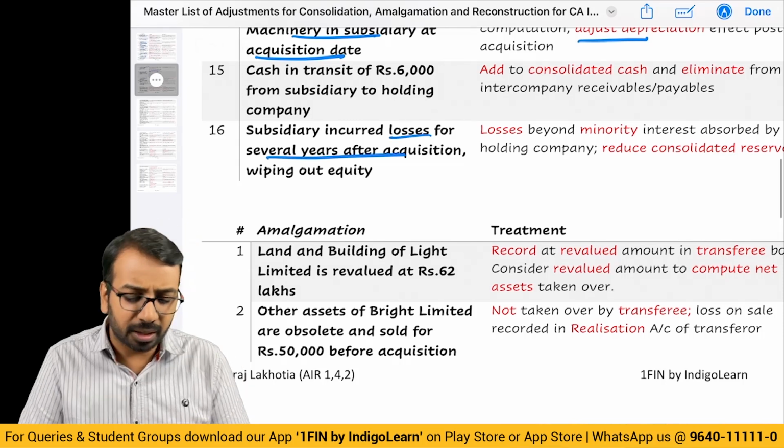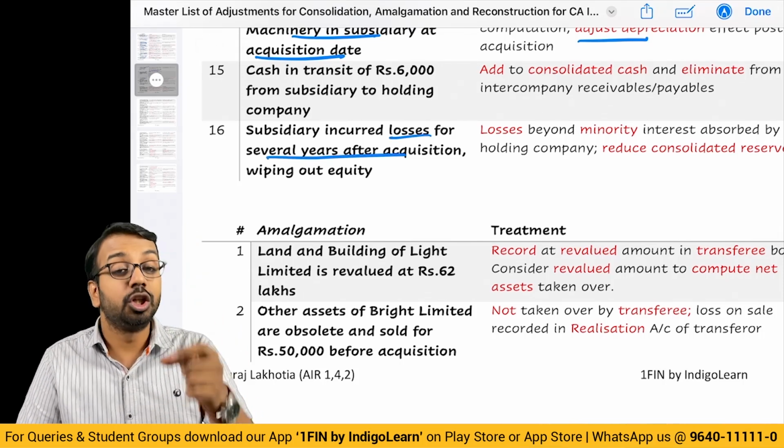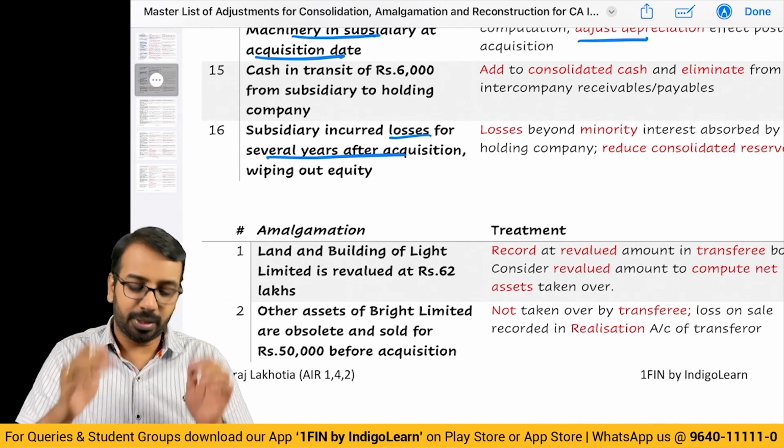If losses have been incurred, then what will you do? You will not make the minority interest negative. You will continue to show minority interest as zero. Additional losses will be borne by the holding company.